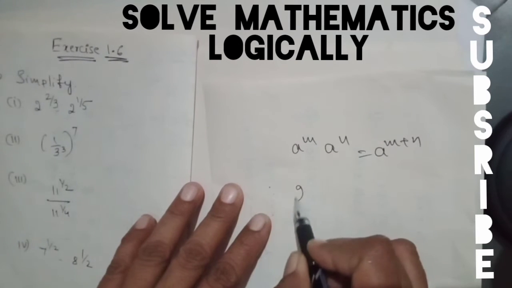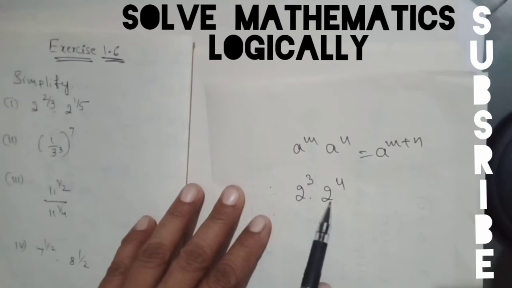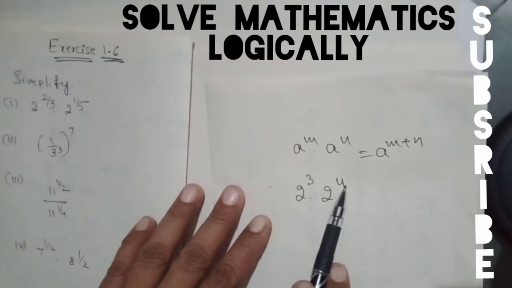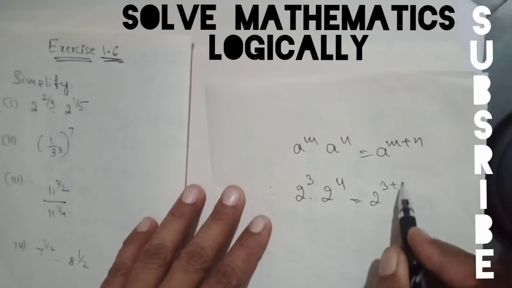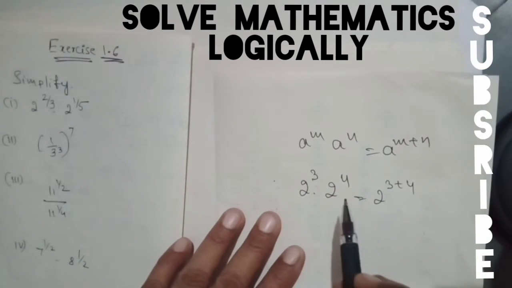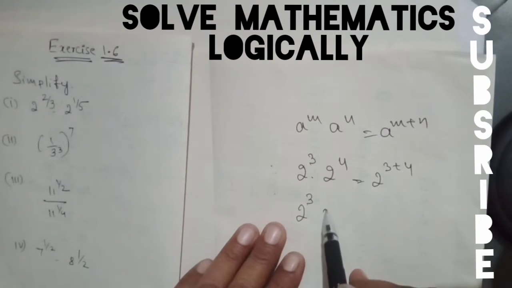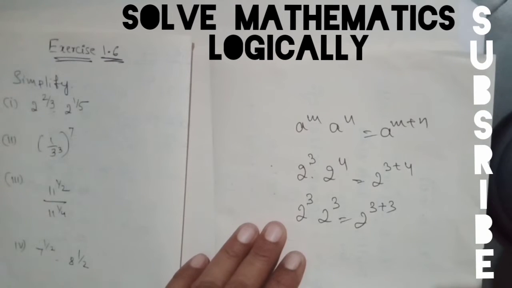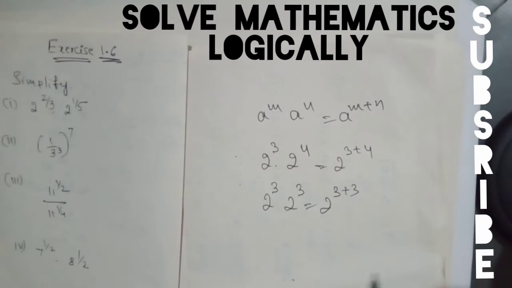Suppose you have 2 raised to 3 and 2 raised to 4. These are called the bases. These two are same, bases are same and the powers are different. In that case, you can add the powers, something like this. It doesn't mean that if the powers are same we cannot add. You can add. Suppose we have it this way, then it's also 2 raised to 3 plus 3. These are the common things that often confuse you people.